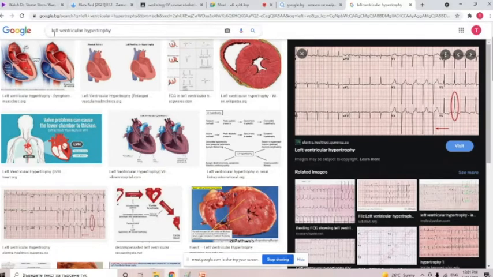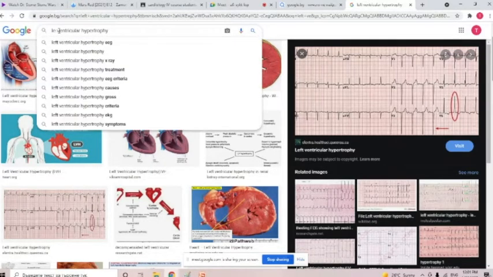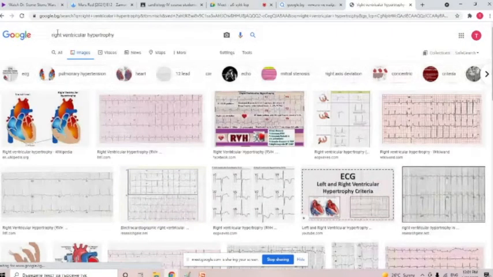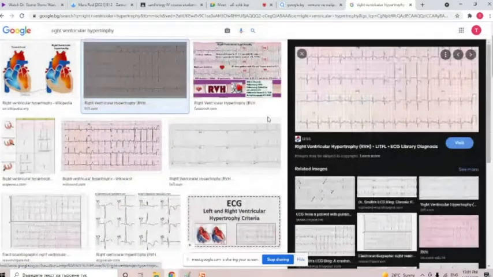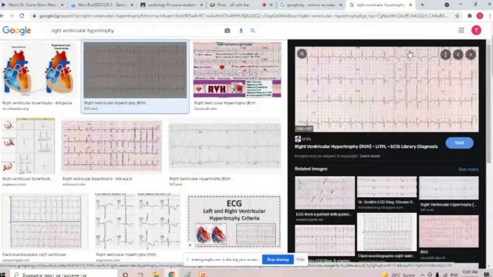For right ventricular hypertrophy, you're usually checking lead V1. In lead V1, when you have a change in the ratio between R wave and S wave, the ratio should be more than 1 R to S, or the R wave should be more than 6 millimeters, or the R wave in lead aVR more than 3 millimeters. Then you have right ventricular hypertrophy.